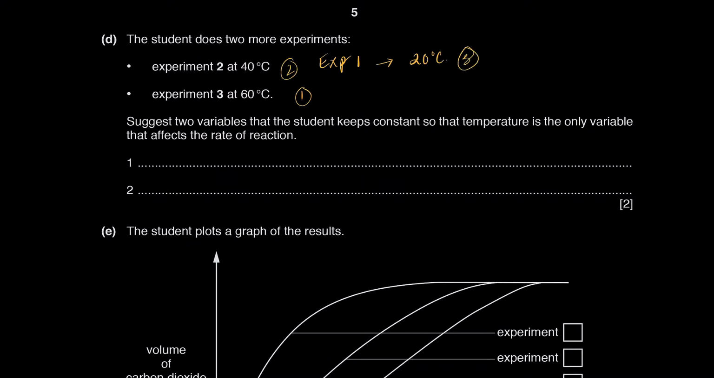So just 2 variables that the student keeps constant so that the temperature is the only variable that affects the rate of reaction. What are the factors affecting a rate of reaction? Electric heater, I think you can say it, but I think the water bath is the way to go because that's common practice. What do we keep constant? Of course, concentration of the acid used.